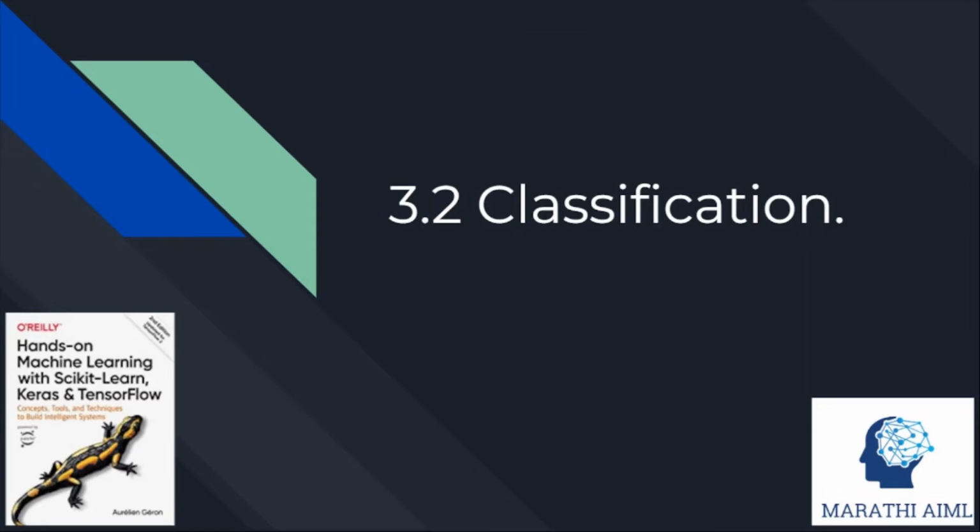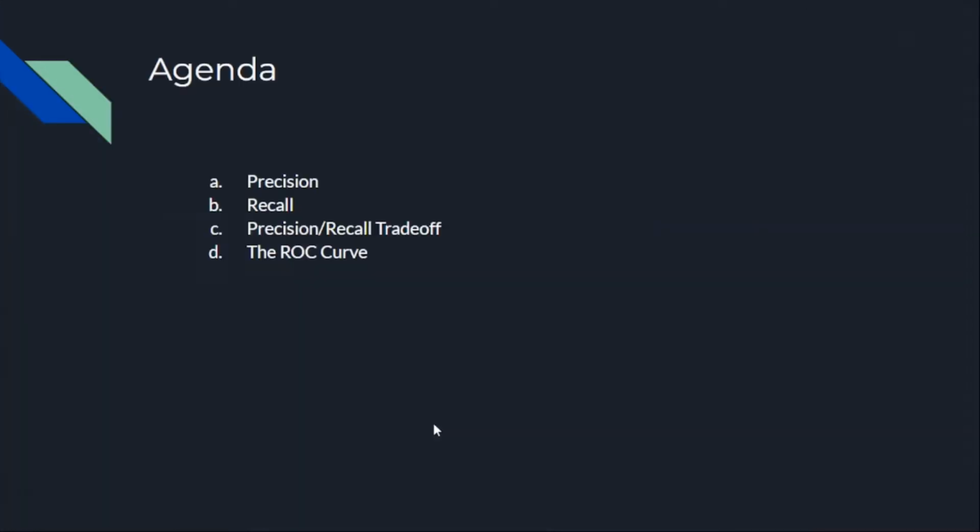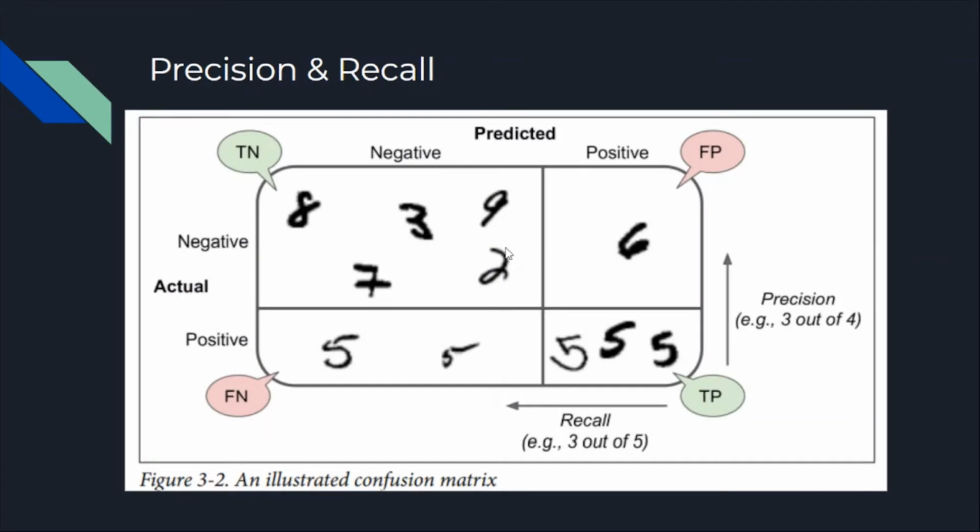Today we are going to see the second part of the classification chapter. In today's lecture we are going to see precision and recall. I have already explained precision and recall in depth in the last lecture, but we will see them again with an example. Then we will see the trade-off between precision and recall, then the precision recall curve, and at the end we will see the ROC curve.